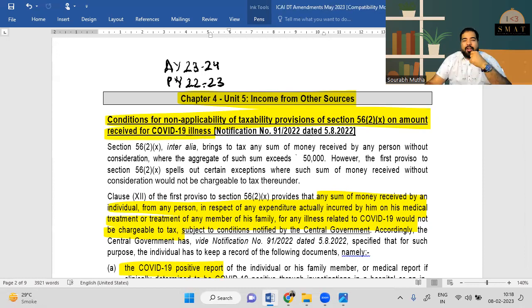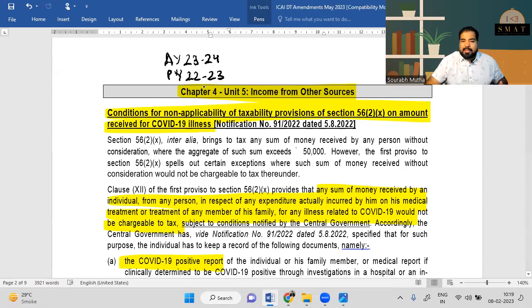Of course, again, your conditions are you have to give a positive report, you have to give other documentation, and you have to fill up a form and send it to the government saying that, listen, this money I've received, it's not a gift, it is through my COVID expenses. So here we go. Let's see IFOS.